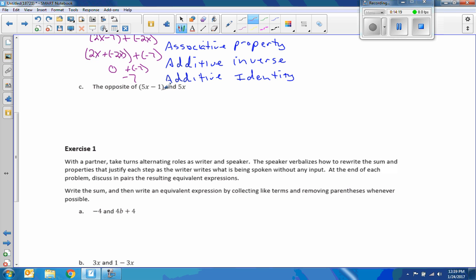The opposite of, here's my and, that's where the plus sign goes. The opposite of 5x minus 1 and 5x.